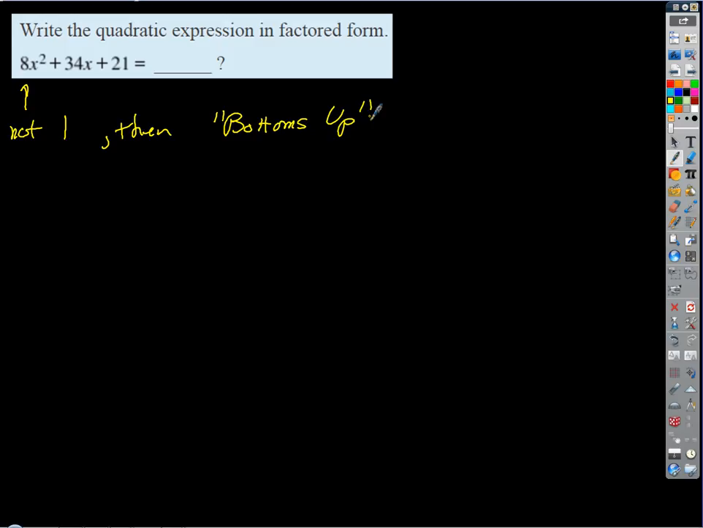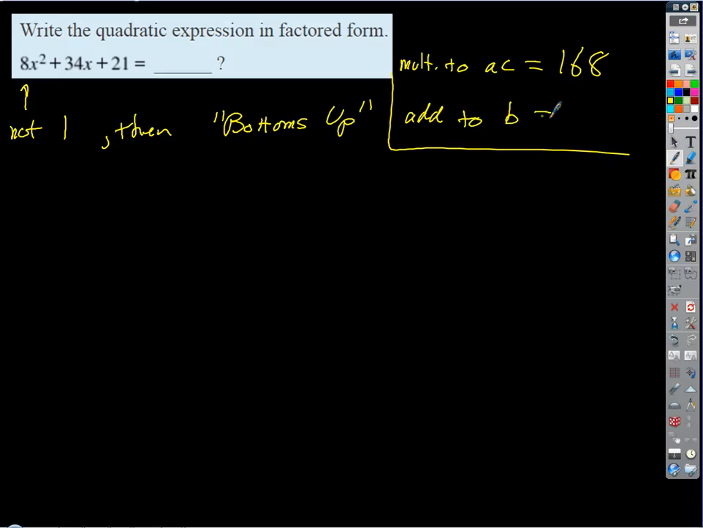With bottoms up, we gotta find magic numbers, but the magic numbers have to multiply to whatever a times c is. Well, 8 times 21 is 168, and they have to add to b, which is 34. And so we're just going to find those numbers. How are we going to find those numbers? We'll just find factors of 168 until we get some factors of 168 that add up to 34, right?